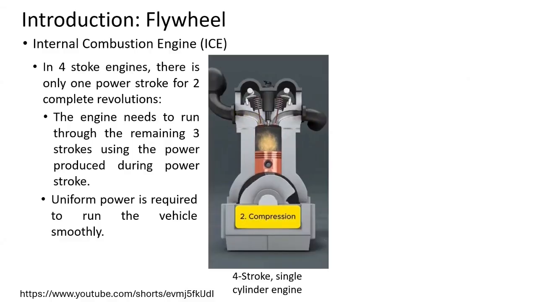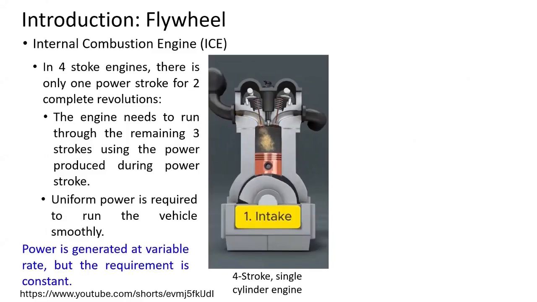On the other hand, when you fix this engine to a vehicle, you need to smoothly run the vehicle. Accordingly, you expect a constant supply of power rather than fluctuating power. So what you need is a uniform power supply. Accordingly, this is a situation where power is generated at a variable rate, but what you need is a constant supply.